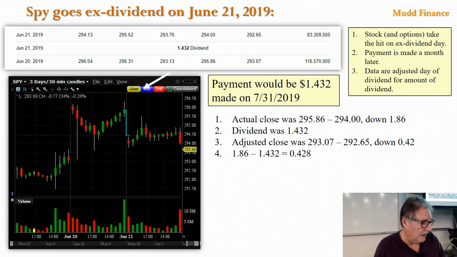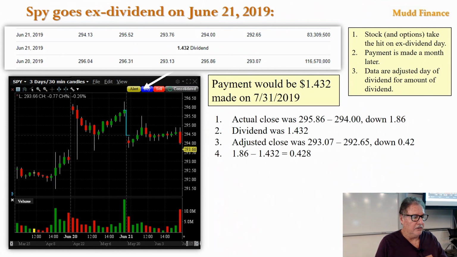It's not paid on that day, but ex-dividend on that day. And so you can see the column at the top labeled 292.65 is the adjusted close. The column labeled 294 is the close. And so that's why that varies.